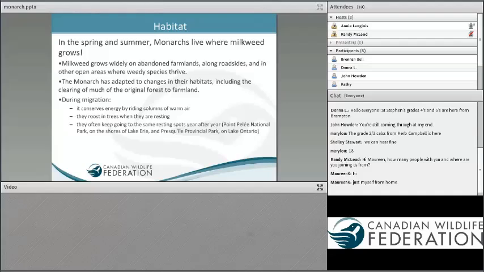And often they go back to the same spots year after year to roost or rest. That's the case of the Point Pelée National Park in Ontario and also the Presqu'île Provincial Park in Ontario as well. They like to rest there before they actually cross the Great Lakes when they're migrating.